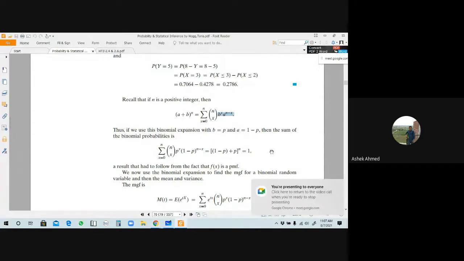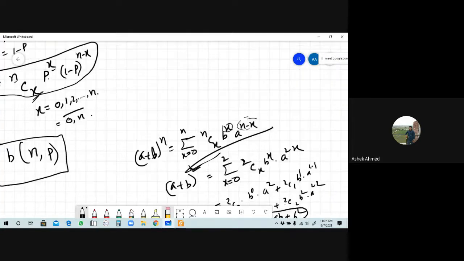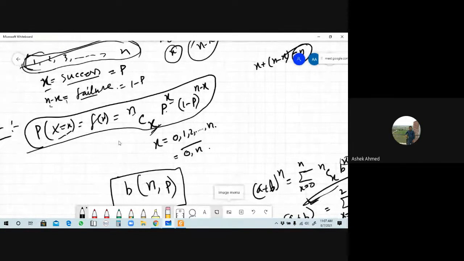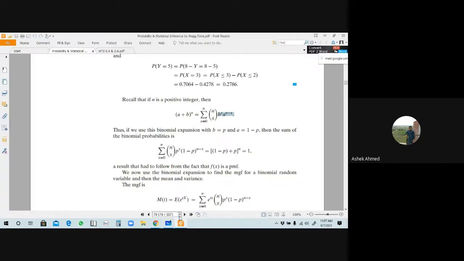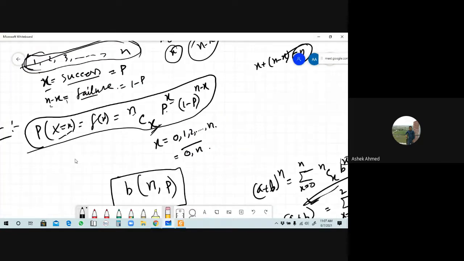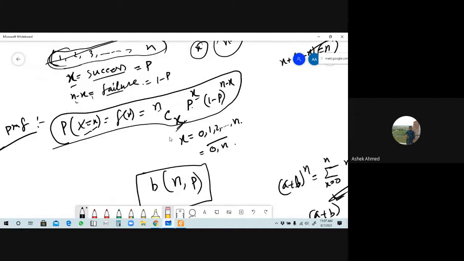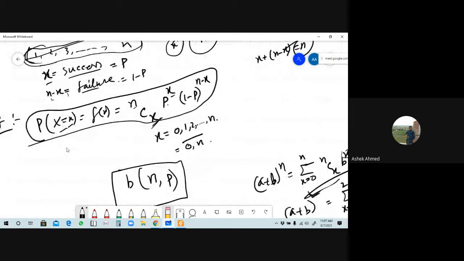Now we discuss the binomial distribution. Since we know that the formula of binomial distribution is f of x equals nCx p to the power x into 1 minus p whole to the power n minus x, here the values of x are 0 up to n. Now we will prove this binomial distribution is a probability mass function. How can we show this is a probability mass function?